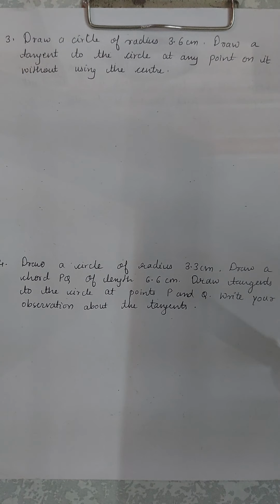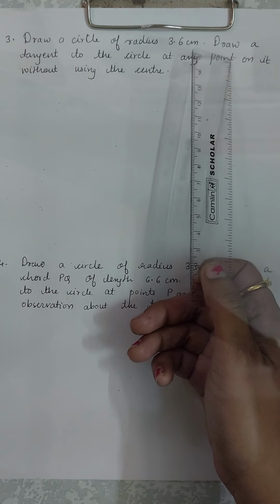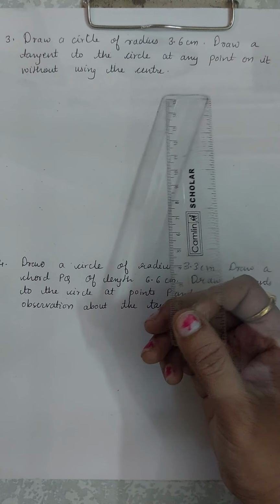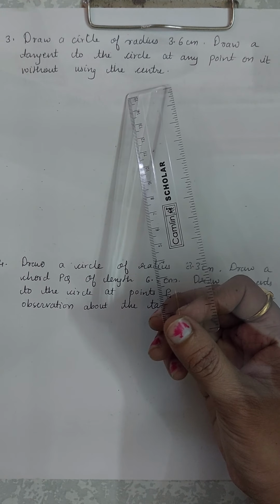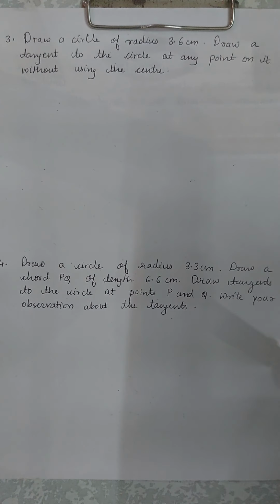So now we have a different type of question here. Draw a circle of radius 3.6. So I have to draw a radius of 3.6 centimeter. Draw a tangent to the circle at any point on it without using the center. So now when you get such a question without using the center, we have some different method to do it.